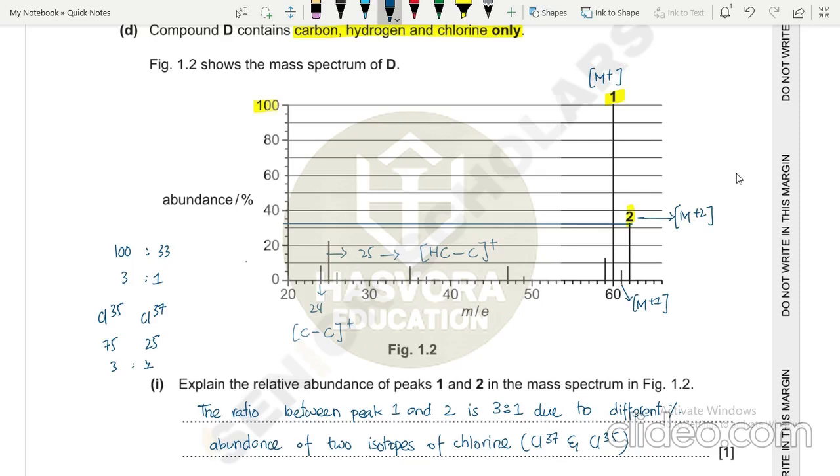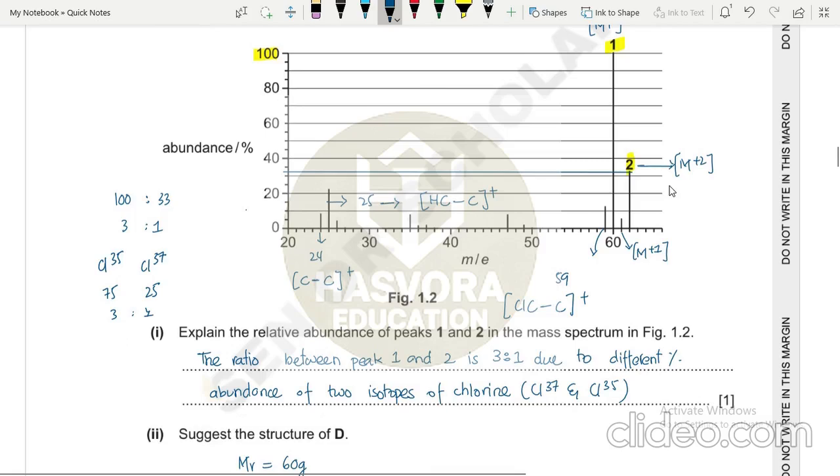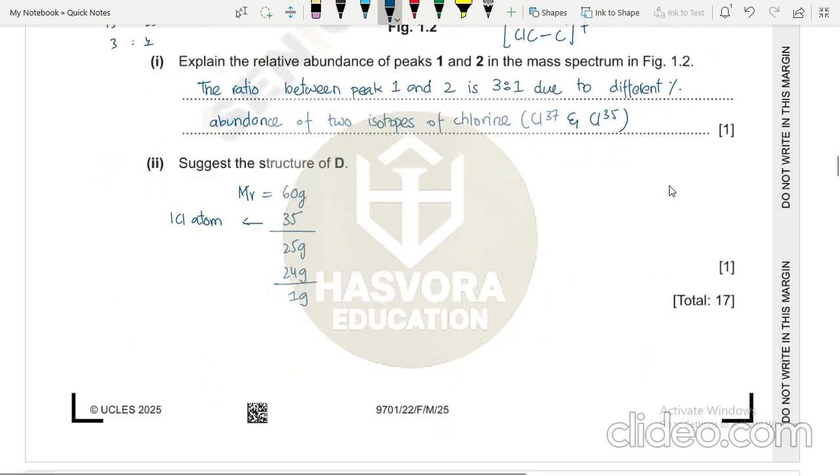Now you see there is another fragment at 59. This can be because of C, Cl, C, so the carbon associated with the chlorine and another carbon. So this will form the 59 fragment. So what we will know is that it has one hydrogen, one chlorine atom and two carbon atoms.